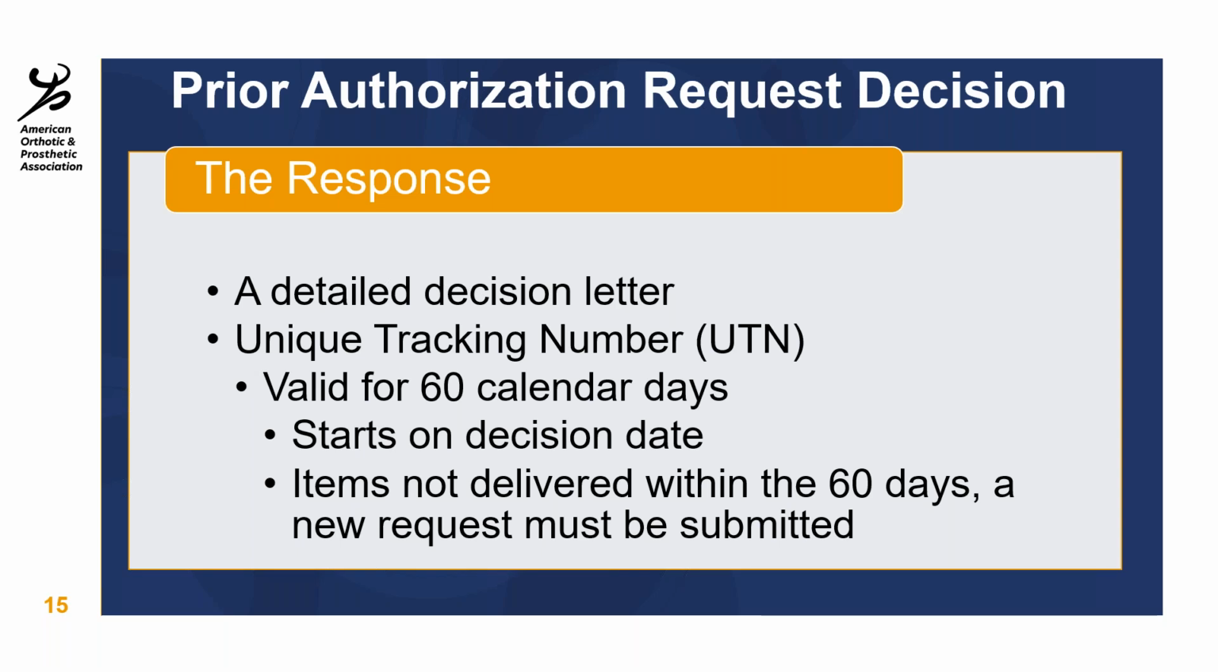But once again, if it takes you longer than 60 days to deliver the item associated with your request, you're going to have to get a brand new prior authorization process started and get a brand new UTN number. And then for your claim submission, nothing changes in the sense that you still have up to 1 year to submit your timely claim.